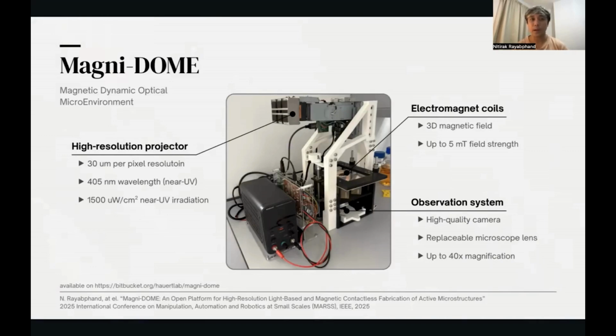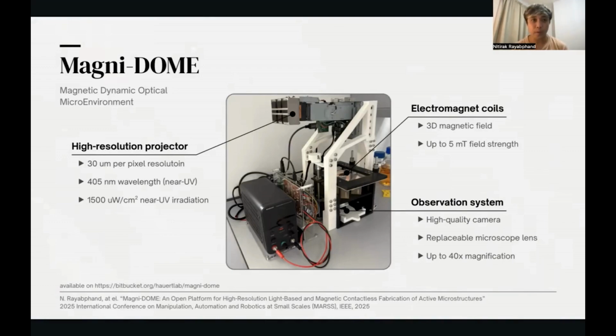Before we start, I would like to introduce the device that we have been working on for the micro robot fabrication. It's called the Magnetic Dynamic Optical Microenvironment, or MADOME. It is an open platform for high-resolution light-based and magnetic contactless fabrication of hydrogel-based microstructures.